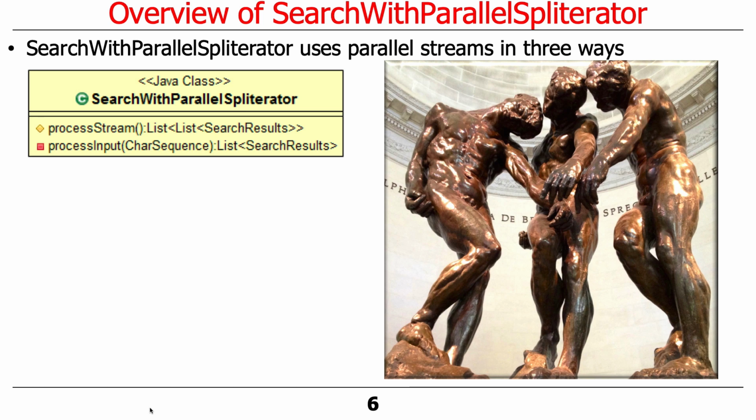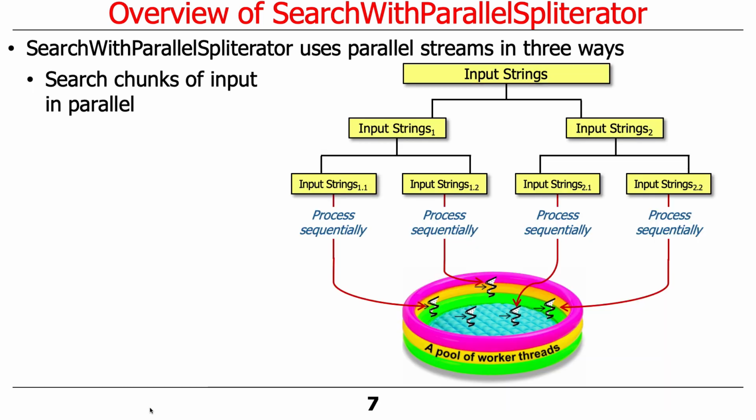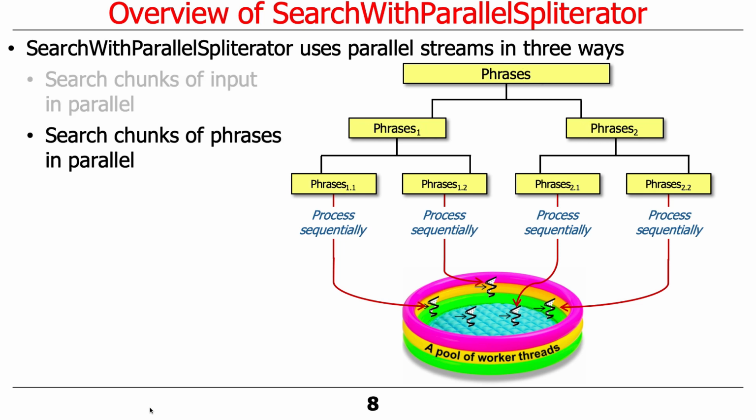So this uses parallel streams in three ways. The previous approach, the SearchWithParallelStreams, used two parallel ways. This is going to use three, so it's one better. So obviously it's got to be better. The first thing we're going to do is search for chunks of input in parallel. So basically each work of Shakespeare, this is what we're searching, is going to be run in parallel. So each of the works will be run in parallel.